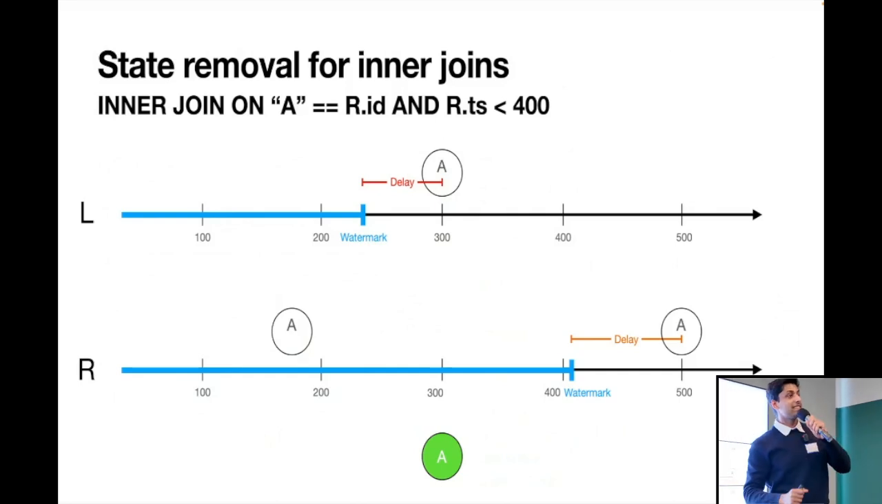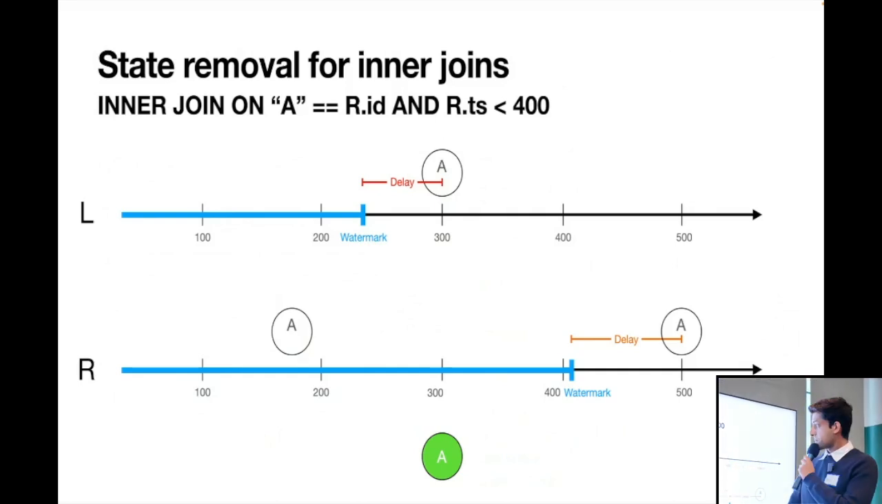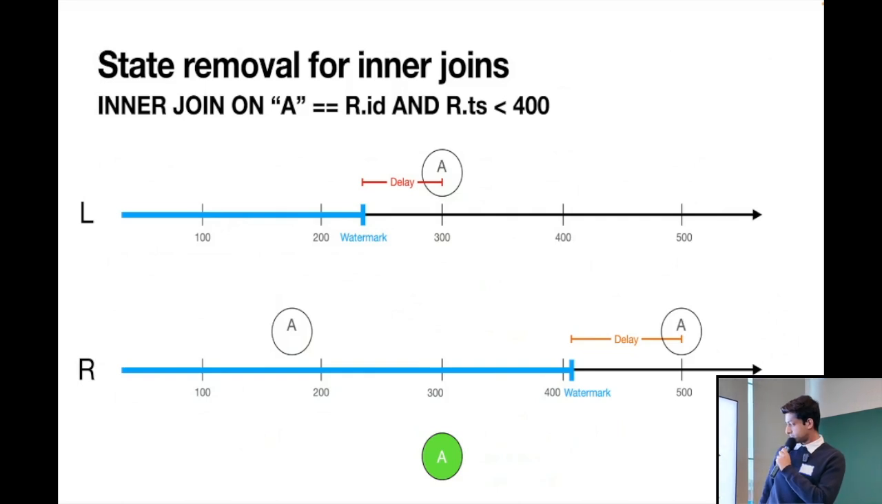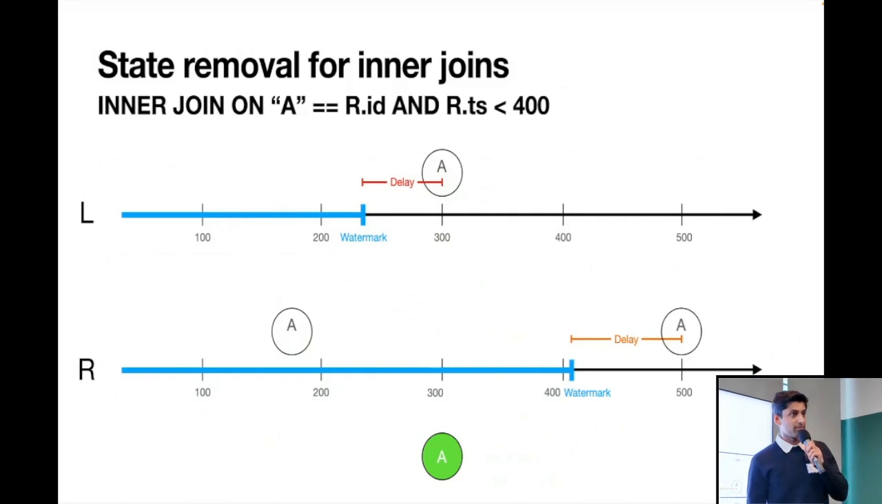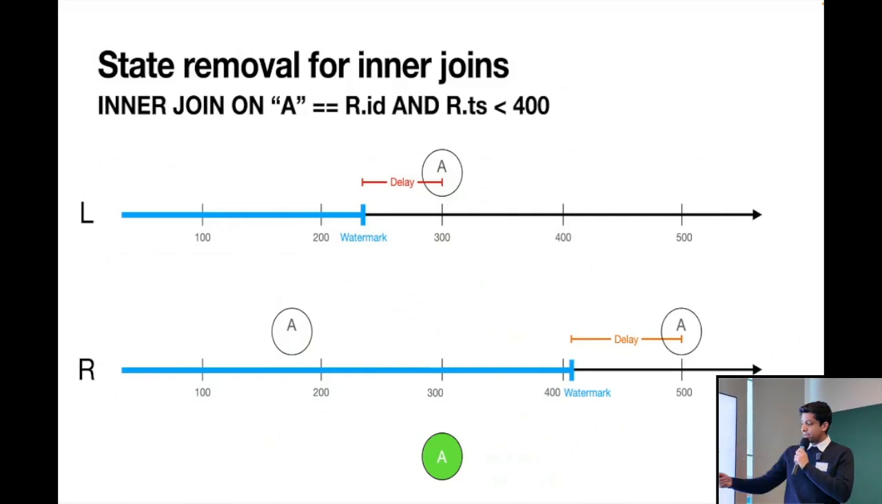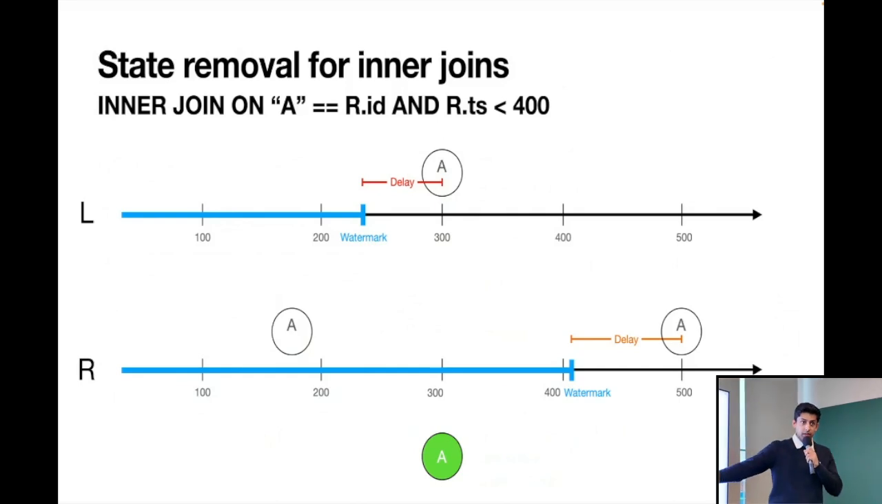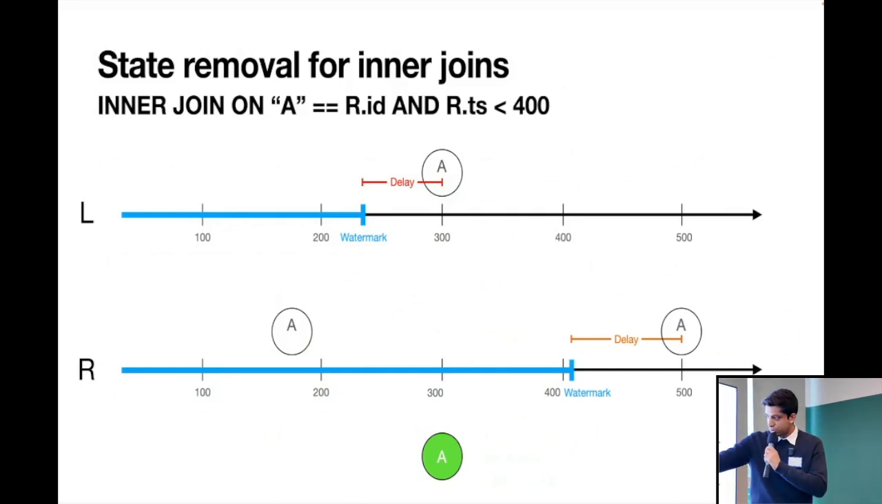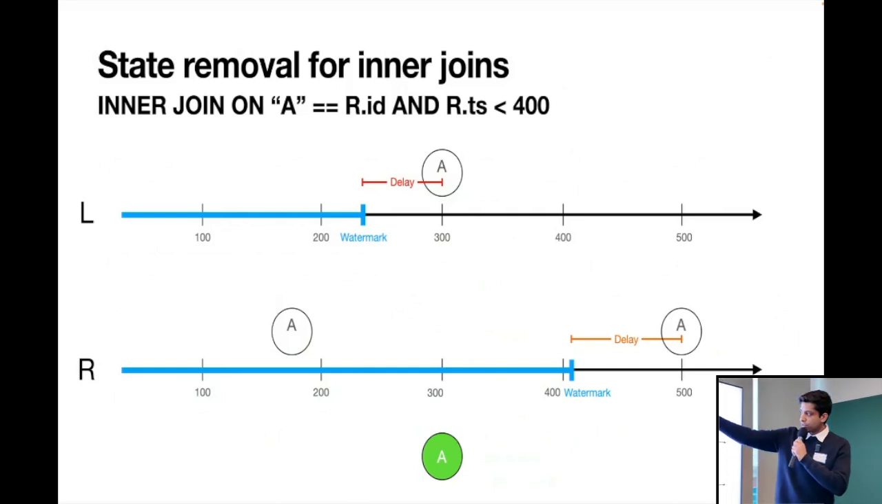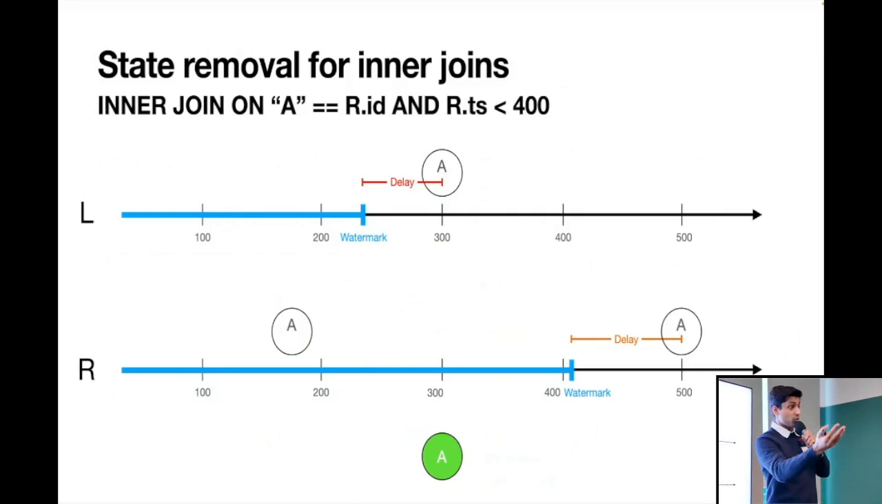Yes? So we can evict because the watermark's above 400, so for all future points in R, the timestamp will be greater than 400. Okay, the statement was because the right-hand side watermark is greater than 400, this means that we will not see or acknowledge any new records on the right in this blue region, which means that we will never receive a write timestamp less than 400. And that is the right answer.